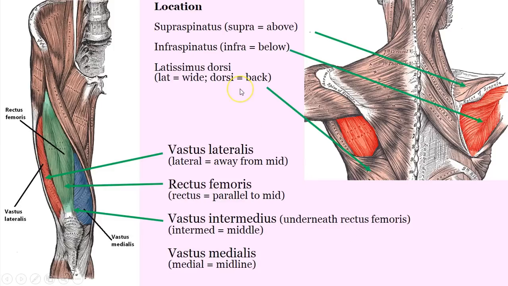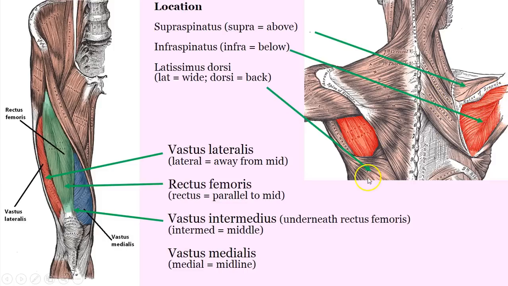Still on location. I hope you're starting to see a pattern here. Well, it's not always just one feature. In this case, it is. Supra means above. Supraspinatus. It's above the spine of the scapula. Or how about infraspinatus? Infra means below. See, it's all starting to make sense.